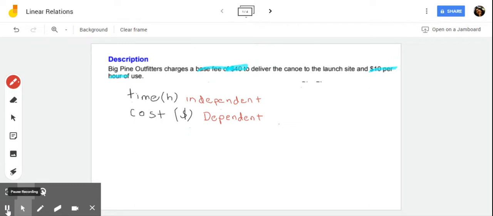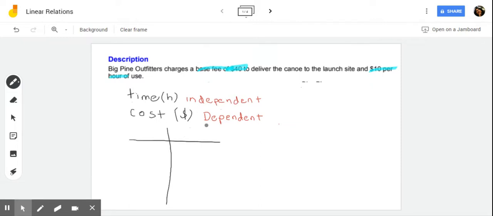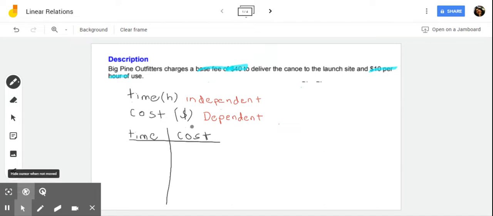So now we want to try and put a table of values together. In a table of values, the independent variable will always go on the left-hand side, and the dependent variable always goes on the right-hand side. So we're going to have time here and cost here. To get our values, let's go back and look at our numbers.